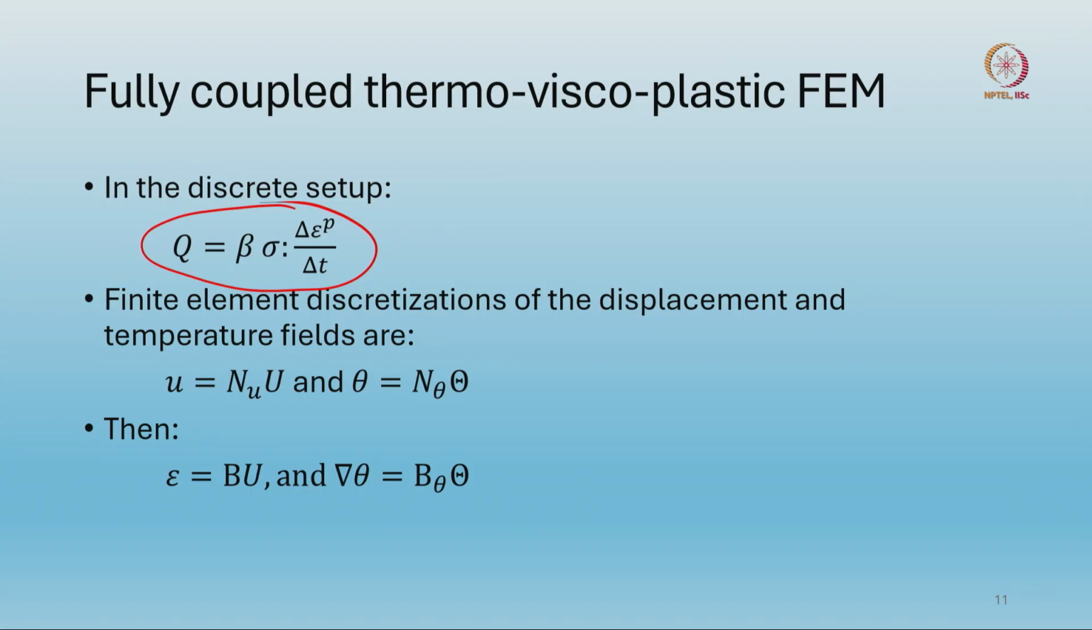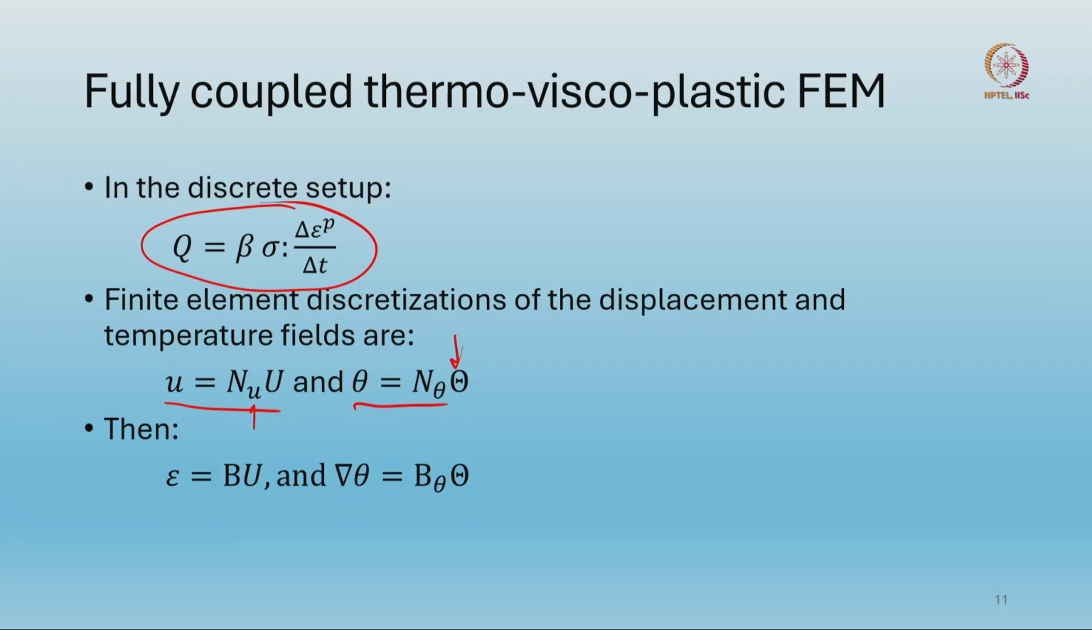Okay. Now, let us do the finite element discretization of these twin fields, displacement and temperature. So, the displacement is written as the shape functions related to the displacement, N_u, times the nodal displacement variables, capital U, and temperature is written this way, N_theta times nodal theta, capital Theta, let us call it. So, nodal temperatures, and from there we can actually get the strain displacement relation.